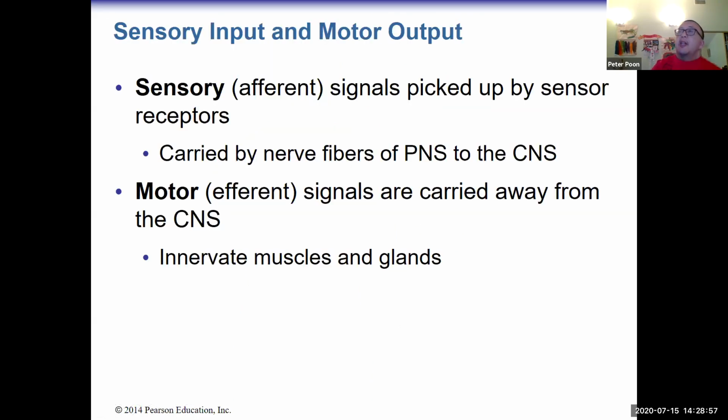All right, sensory and motor. Sensory signals are afferent signals. Afferent means to somewhere, so they go to the CNS. Efferent, E means from. So efferent signals come from the CNS to the body.